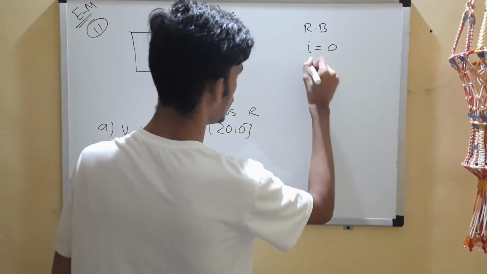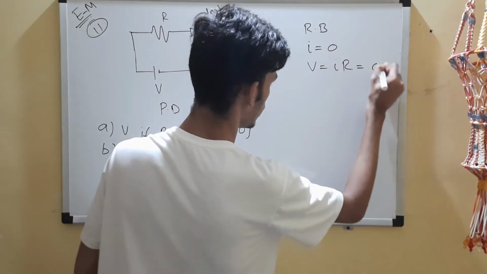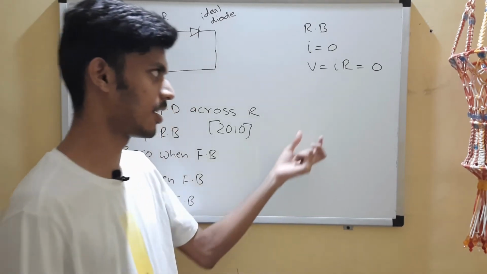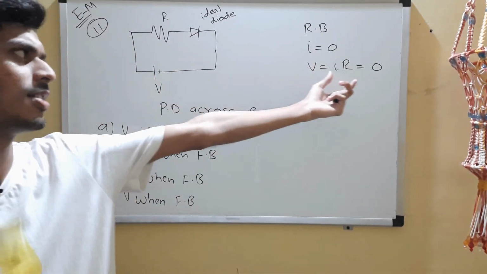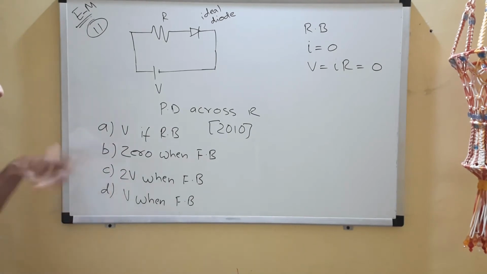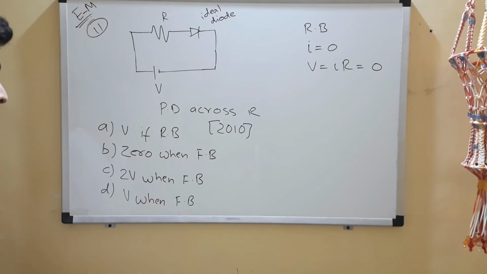Since the current is 0, the voltage drop across the resistance, which is equal to IR, is equal to 0. Because I is 0, the voltage drop across the resistance is 0. So in case of reverse bias, the voltage drop across the resistance is 0. So option A is incorrect, right? It won't be V in case of reverse bias. Okay, it will be 0 in case of reverse bias.